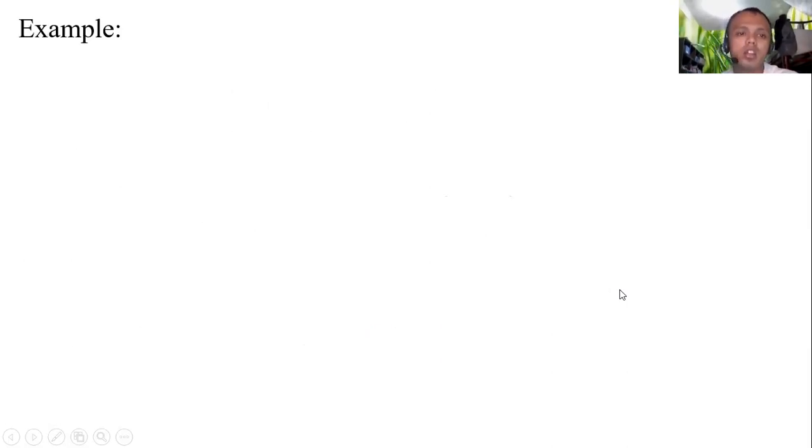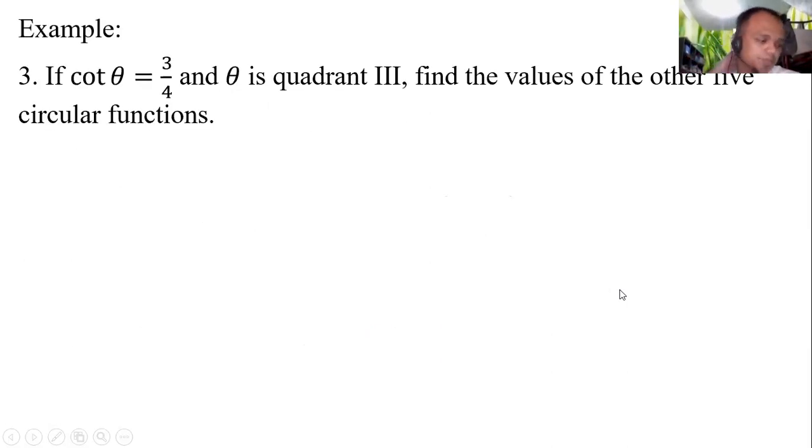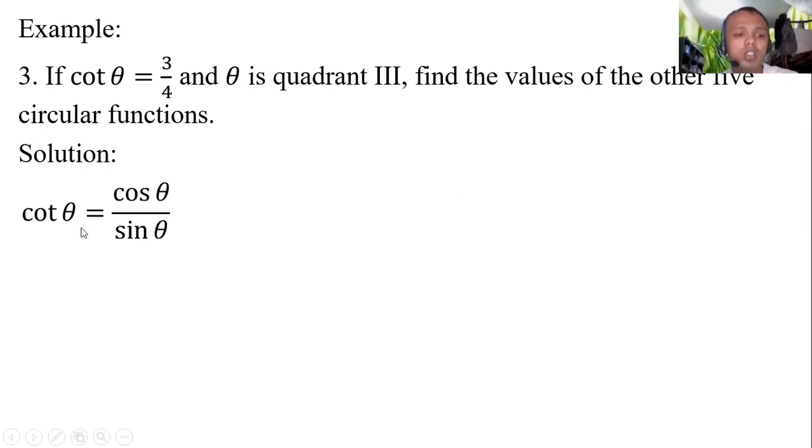Okay? Now, punta naman tayo sa exercises. If cotangent theta is 3/4 and theta is in quadrant 3, find the values of the other 5 circular functions. Okay? So what should we do here? Given lang si cotangent theta, which is equal to 3/4, and yung si theta natin is in quadrant 3. So here, cotangent theta is equal to cosine theta over by sine theta. Meaning to say, yung value niya is x over by y. Therefore, your x here is 3 and your y here is 4.